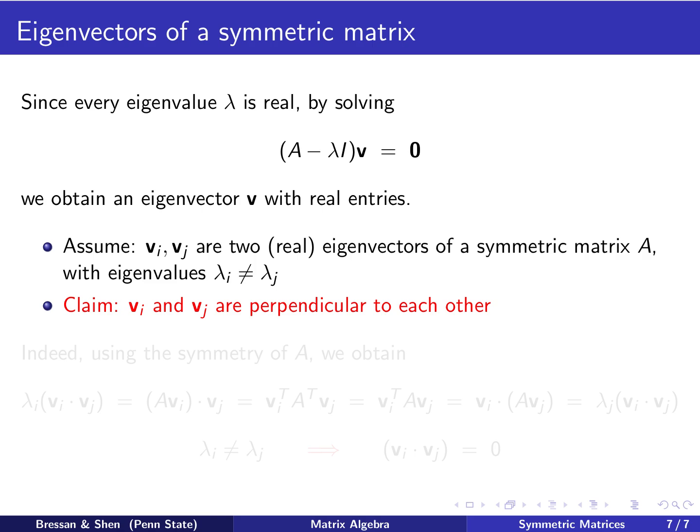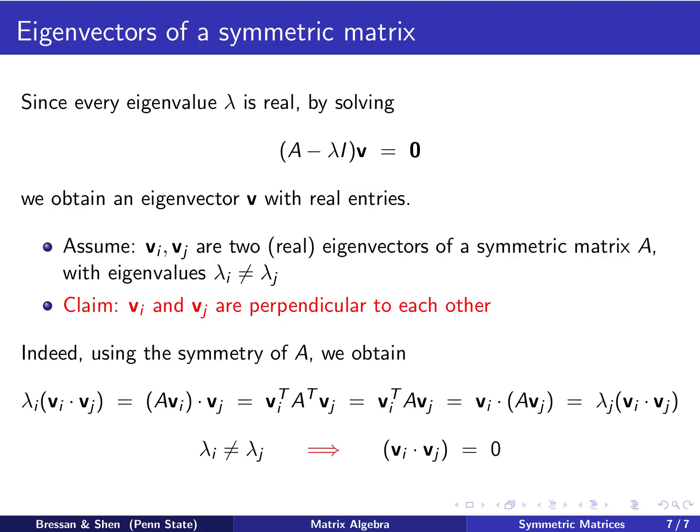So the first property regards eigenvectors of two distinct eigenvalues. Now let's assume that Vi and Vj are two real eigenvectors of a symmetric matrix A, corresponding to two eigenvalues lambda i and lambda j, and they are distinct. That means they don't equal each other. If that's the case, then we claim that Vi and Vj are perpendicular to each other. Let's offer a brief proof for that statement.